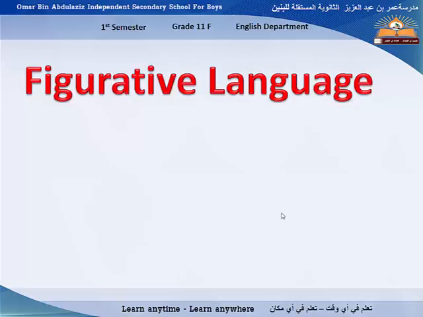Welcome again to our revision for the final first term exam, and here is some beneficial information for figurative language.